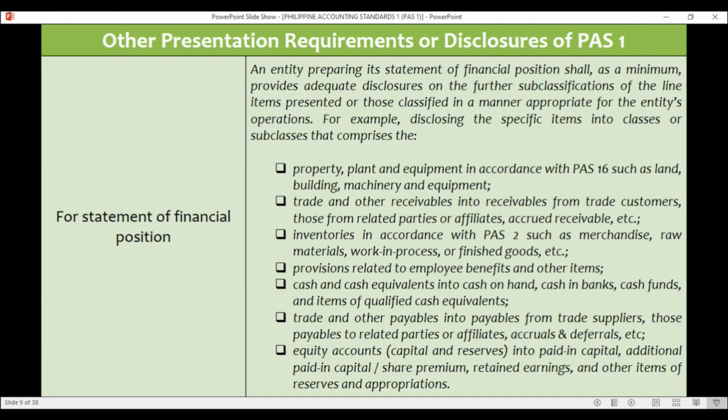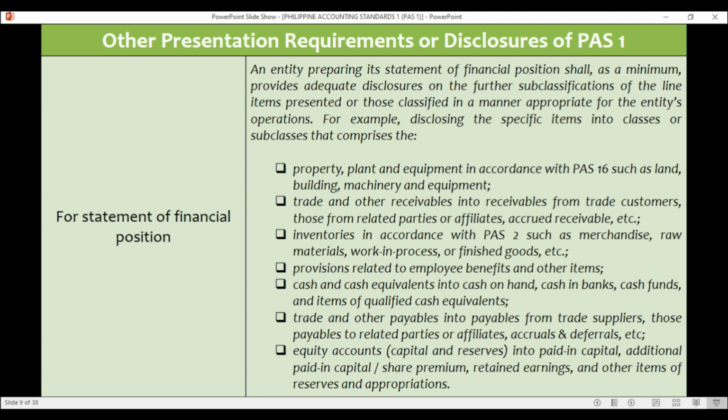So, other presentation requirements or disclosures of PAS 1. For the statement of financial position, it says there that an entity preparing its statement of financial position should, as a minimum, provide adequate disclosures on the further subclassification of line items. As a minimum, property, plant, and equipment shall be subclassified in accordance with PAS 16, if necessary, such as land, building, machinery, and equipment. Usually, this subclassification is disclosed in the notes to financial statements.